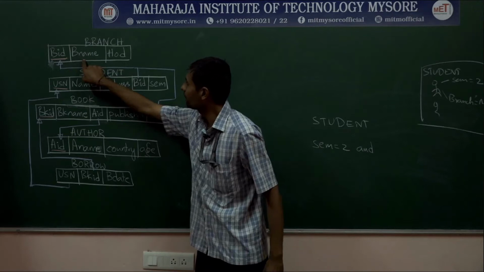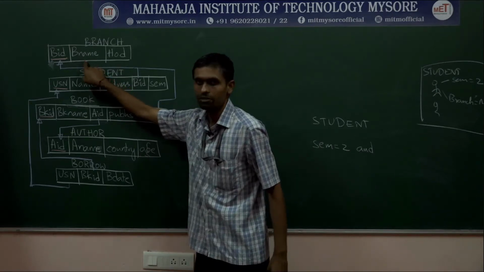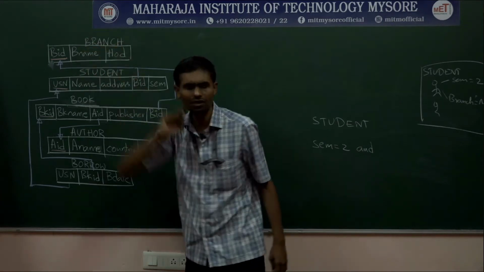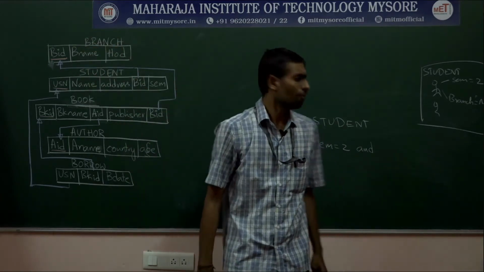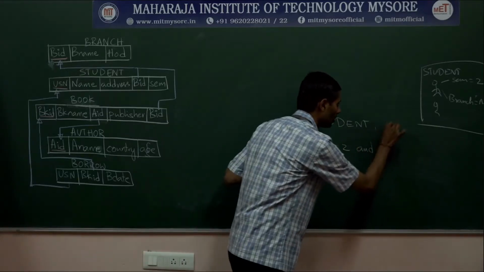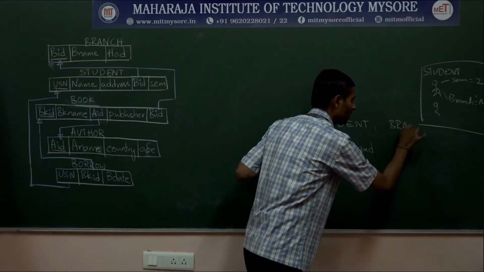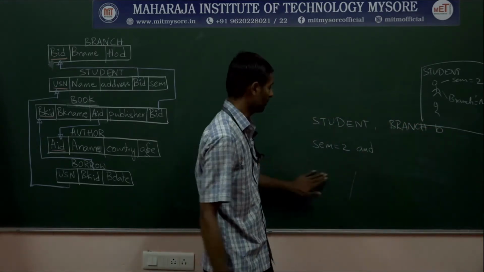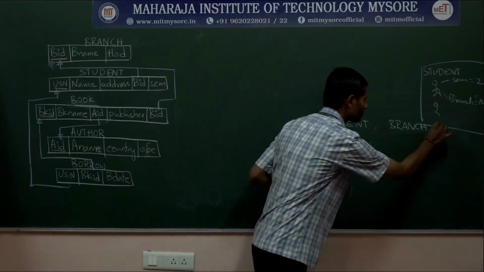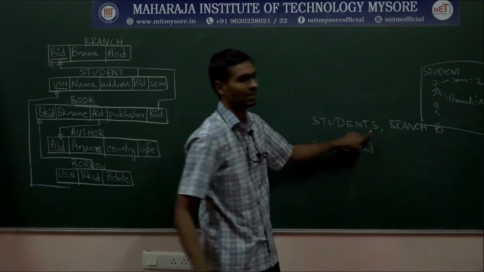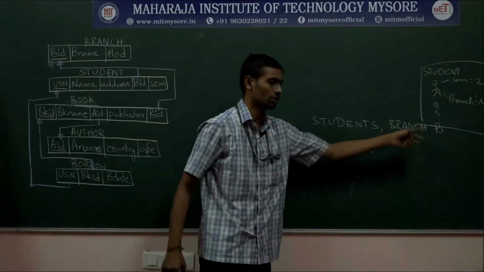So B name equal to MCA, that I want to write, but to write B name, I should make use of the branch table also to solve this query. But have we used a branch table here? No. So let me add one more table. What is that? Branch. Let me call the name branch B, fine. Branch B, I can call. Then for student, I'll make use of an alias, student S, and branch B, fine.